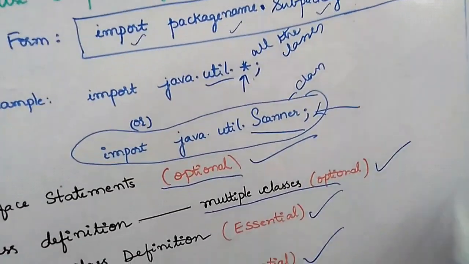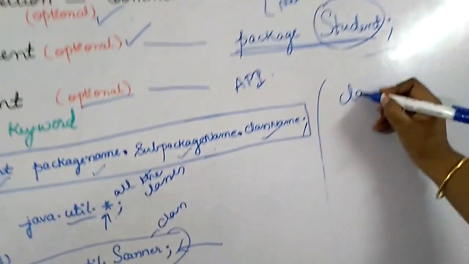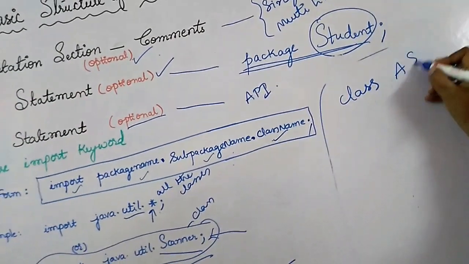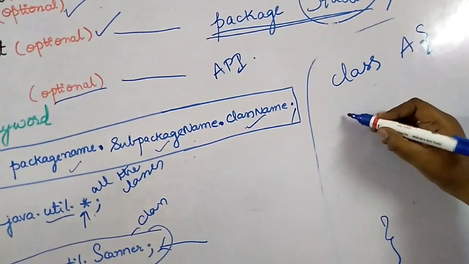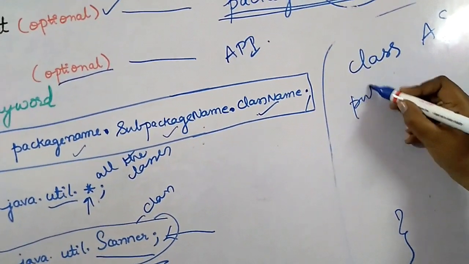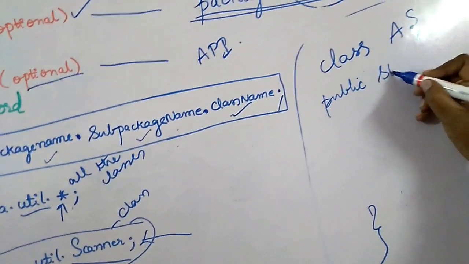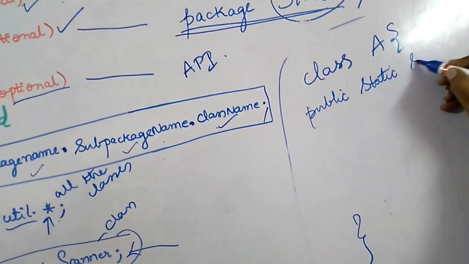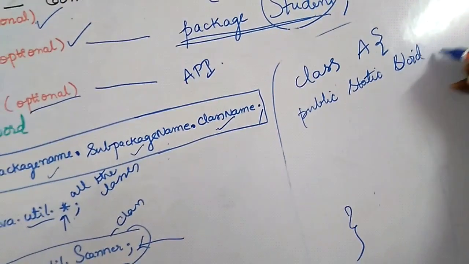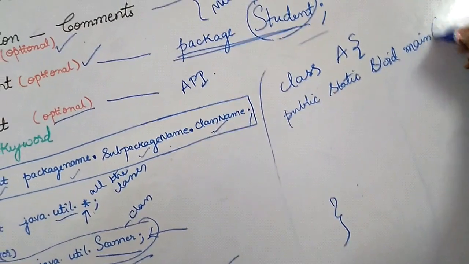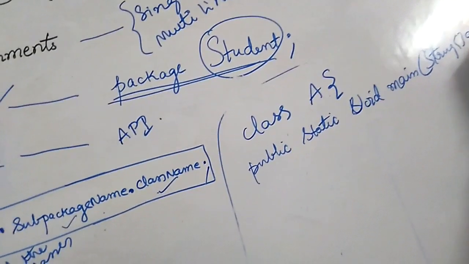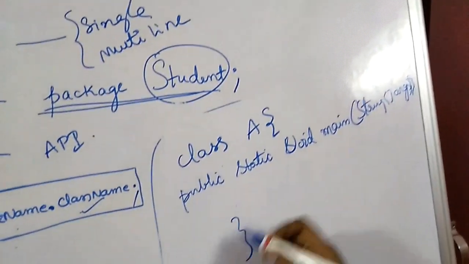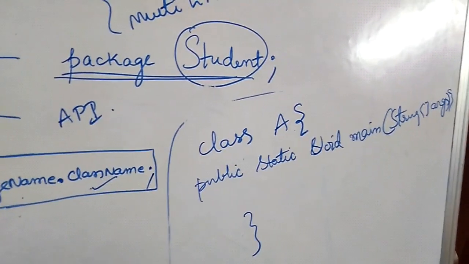Okay, so for example, I am having only one class. If I am having only one class, then inside this class I should be having this main method, which is public static void main, and which will be taking a string array args into it. So this should be mandatory. This is essential if you are having one class.